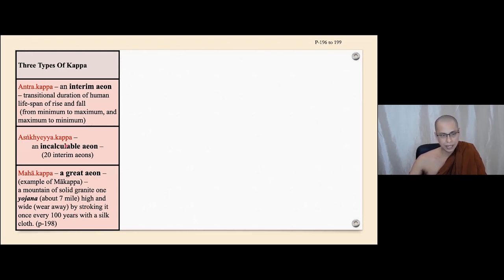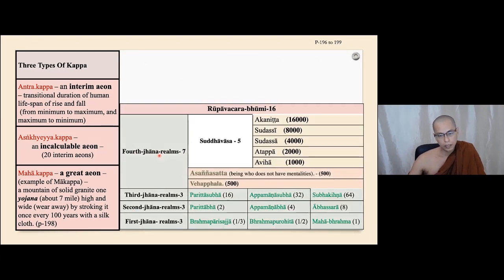So after understanding the three types of kappa, we can continue with the lifespan of the Brahmas, the past Brahma realms' differences. Here, for the Brahma Parisajja, the lifespan is one third of an eon. The Abhidhamma Sangaha just says an eon, but actually this eon refers to the asankhyeya kappa, the second one.